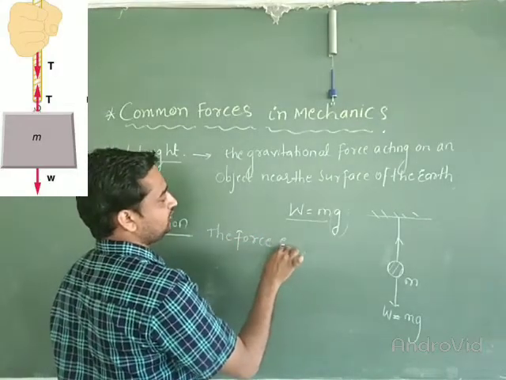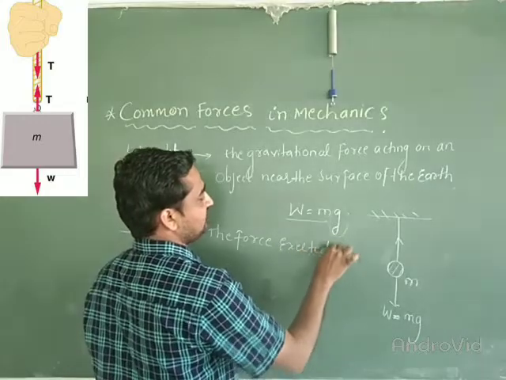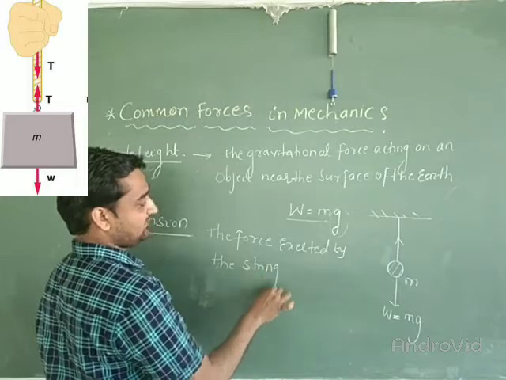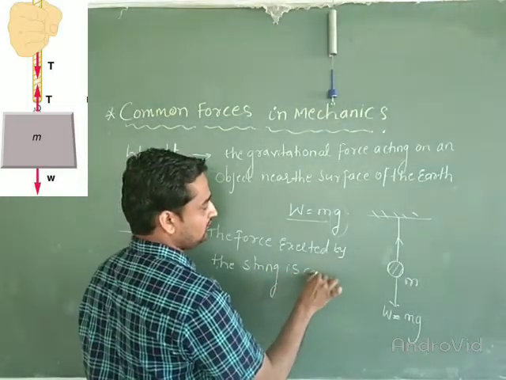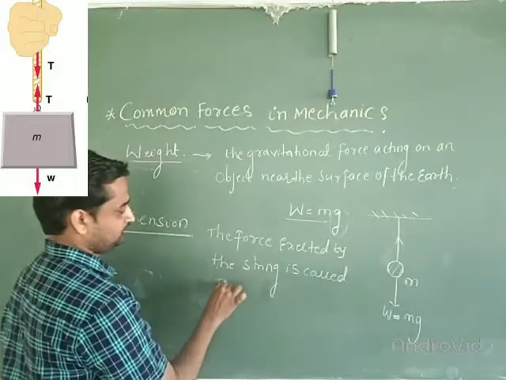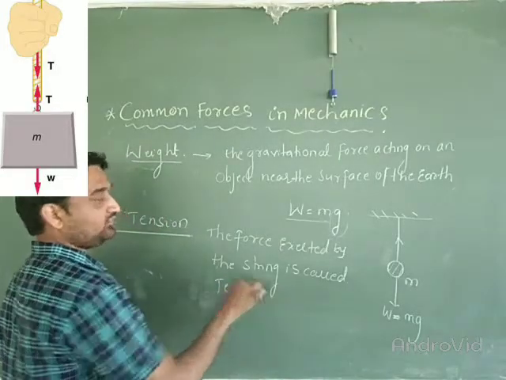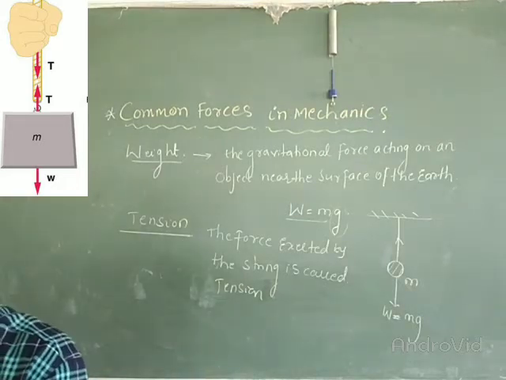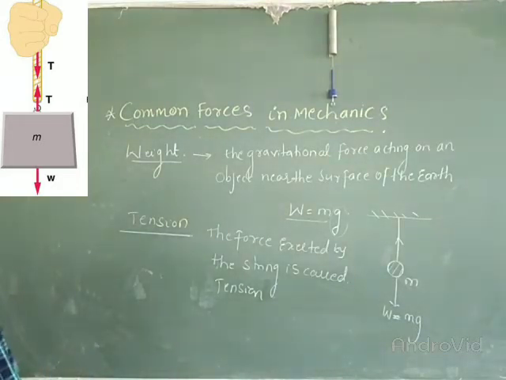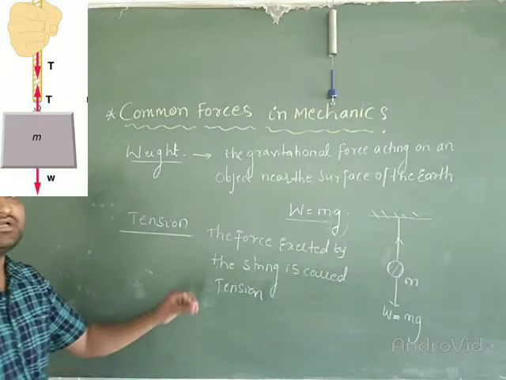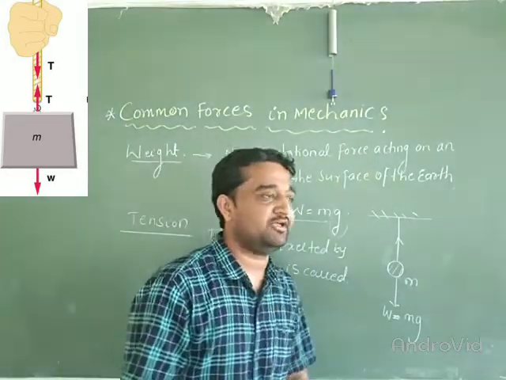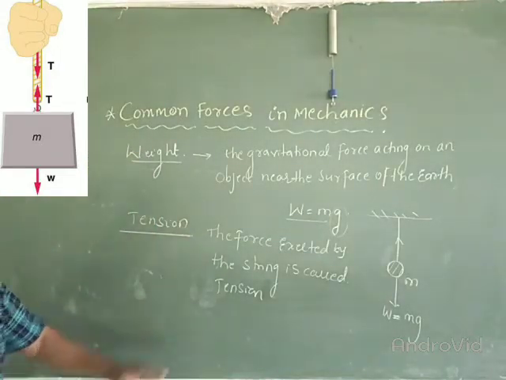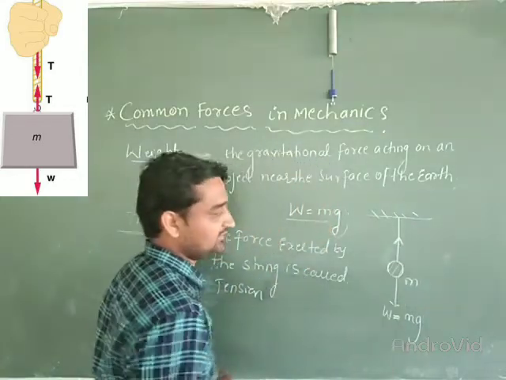The force exerted by the string is called tension, right? The force exerted by the string is called what here? The tension. It is denoted by the symbol capital letter T, and it acts in a direction away from the body. The tension acts on the body in a direction away from the body, right? And here this tension acts in the upward direction, right?